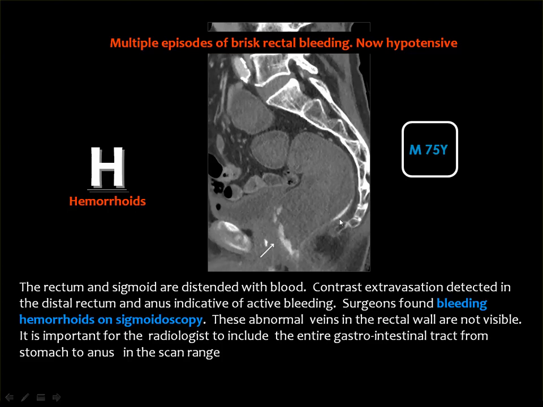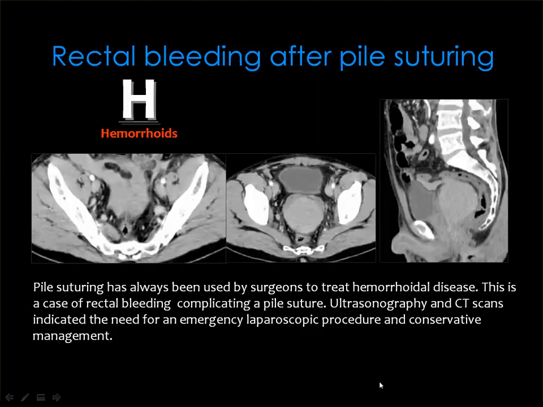And here is an example of bleeding after hemorrhoid surgery, and you see the extravasated blood in the distal part of the rectum, while the rectum is distended by hemorrhage. And this is an important issue whenever you are going to assess patients with suspected hemorrhoid complications: you should extend the scan up to the end of the pelvis, and even go into the groin in order to cover the area of suspicion.